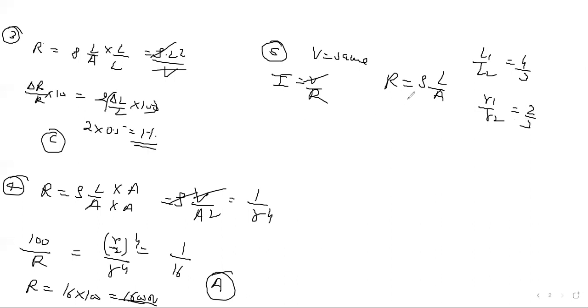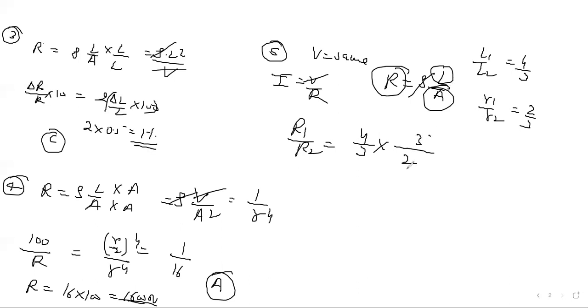So let's calculate their resistance ratio. R1 by R2 should be equal to what? Rho is a constant, directly proportional to length. Length is given as 4 by 3, and inversely proportional to area. Area means radius square. So it becomes square of 2 by 3, and we need the opposite since it is inversely proportional. 4 goes here, 3 goes here, 27. This becomes 3 only, right? 3 square. So R1 by R2 is coming as 3.